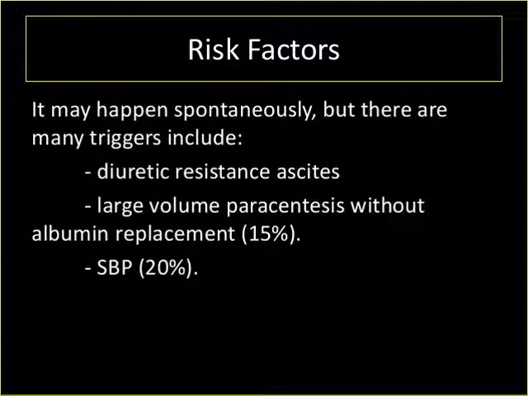What are the risk factors for development of hepatorenal syndrome in a patient with hepatic ascites? It may happen spontaneously without any explanation, but there are many triggers, such as diuretic resistant ascites. When we face a patient not responding properly to diuretics, we should keep in mind the possibility that that patient with hepatic ascites will soon develop hepatorenal syndrome. Next, if we did large volume paracentesis without albumin replacement, this constitutes 15% of causes. Also, as a complication of spontaneous bacterial peritonitis in 20% of cases.